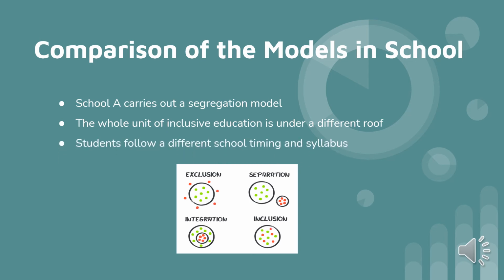In school A, students with special needs follow a different school timing, which won't allow them to mingle with the mainstream students, and they also follow different academic content or a different syllabus. Since the Ministry of Education has implemented the policy of inclusion in all Maldivian schools, I would say that the Ministry is at fault, as the school has been following this system since they started their SEN unit.